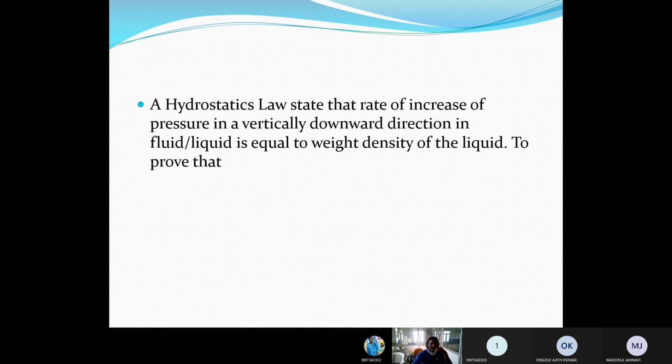Hydrostatic law states that the rate of increase of pressure in a vertically downward direction in a fluid or liquid is equal to the weight density of the liquid. Hydrostatic law states that the rate of increase of pressure in a vertically downward direction in a fluid or liquid is equal to the weight density of the fluid. Understand?